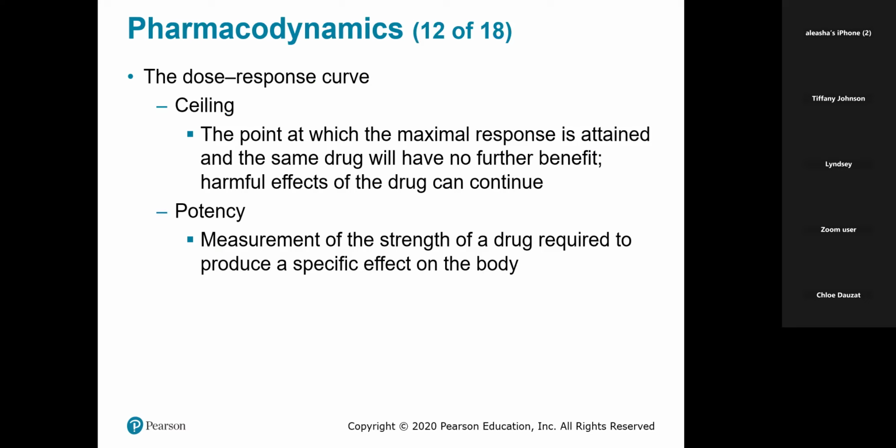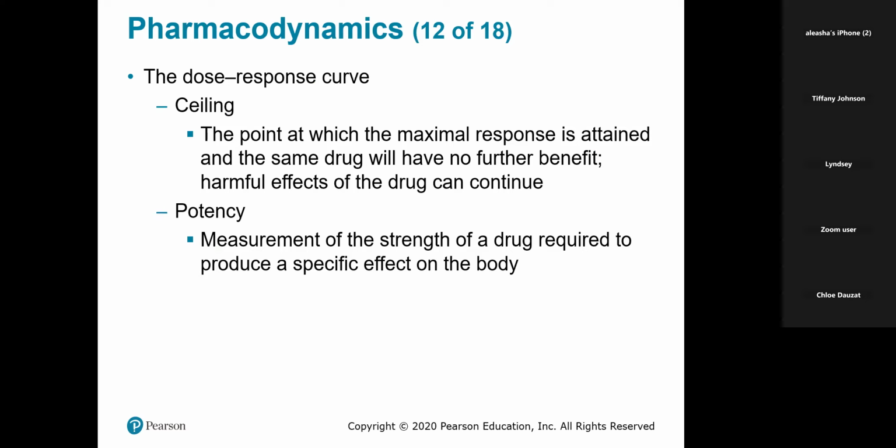So with regards to the dose response curve, we have a ceiling. That's the point at which the maximum response is attained, and the same drug will have no further benefit, meaning if we continue to increase that dose, it's not going to do anything. This is the max we're going to get out of this drug. Harmful effects of the drug can continue, however, especially if we continue to try to add to the dose.